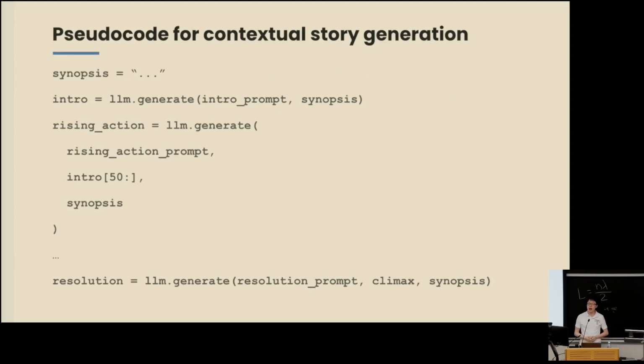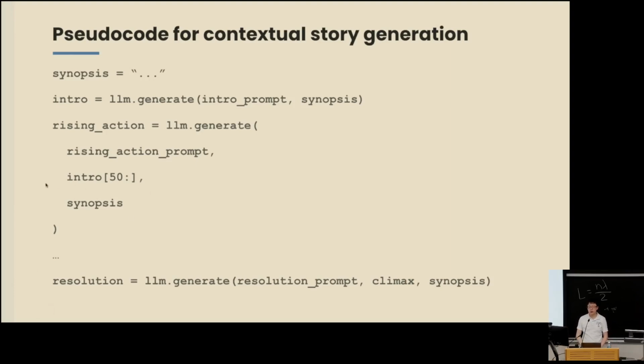Here is a pseudocode on how I would do contextual story generation. First of all, you have the synopsis. I've written that. So maybe in the introduction, you generate with just the intro prompt and the synopsis. But then when you go to the rising action, obviously you need to customize your prompt for the rising action, but you're actually taking the first 50 characters and the last 50 characters of the introduction you've just generated previously, and putting it in as part of the prompt of the rising action.